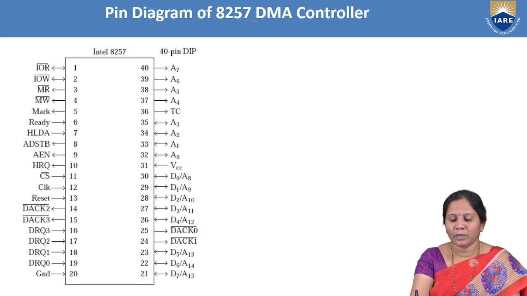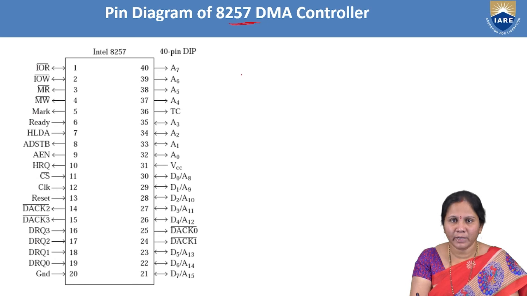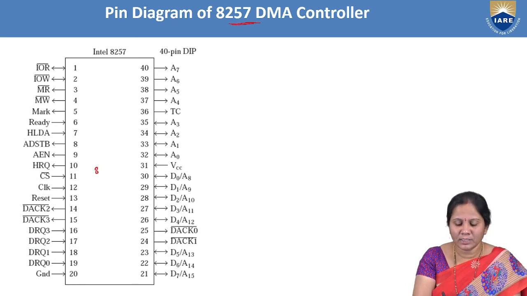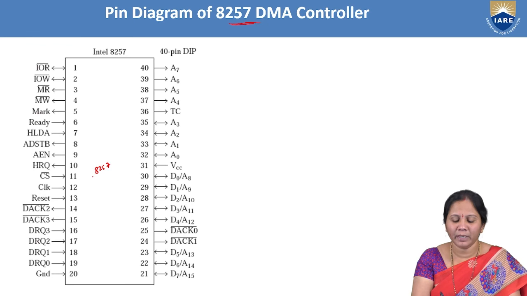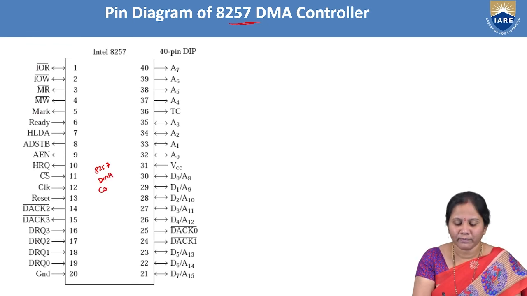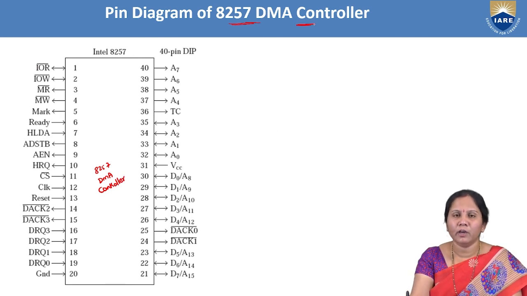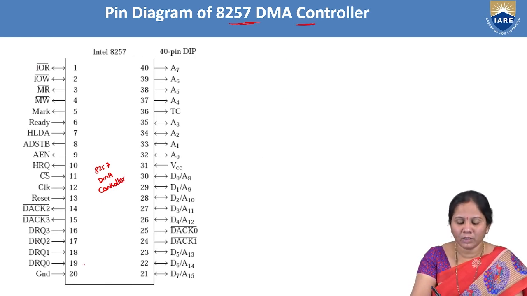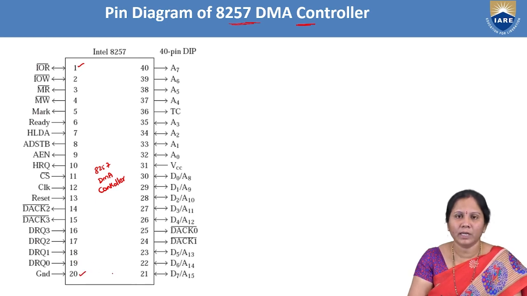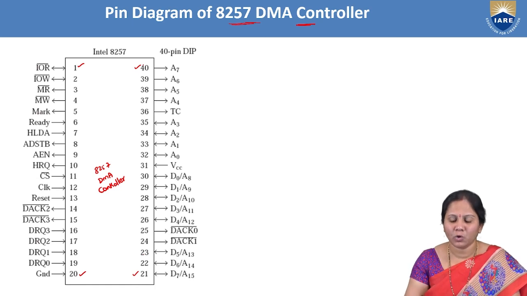Now, coming to the 8257, this is the 8257 DMA controller. It is a 40 pin IC. Here are all the 40 pins, and all the 40 pins are arranged in a dual inline package. That is, pins 1 to 20 on one edge, and pins 21 to 40 on the other side. So all the 40 pins are arranged in the dual inline package.